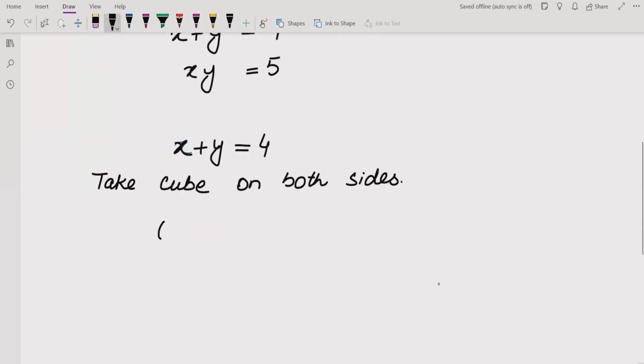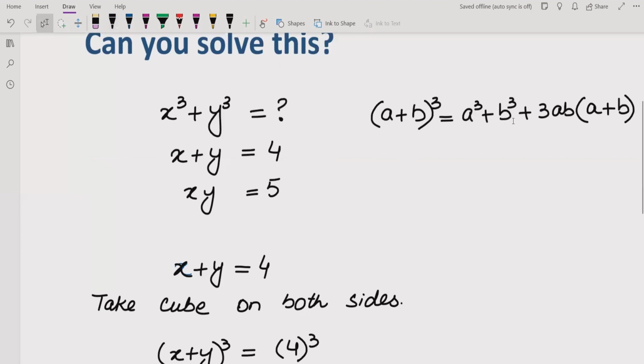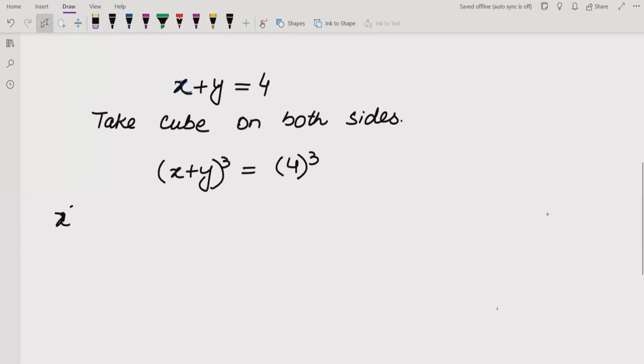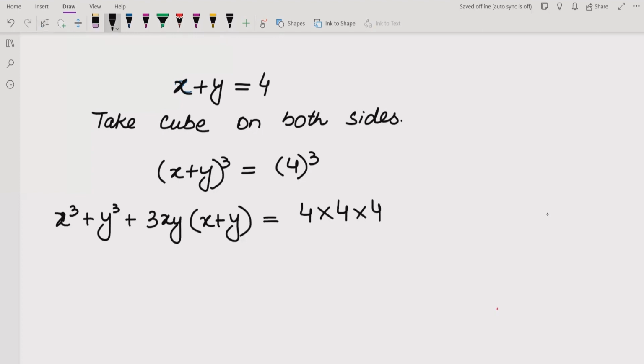So here we have x plus y cube and 4 raised to the power 3, right? Now on the left side we write the same formula, which is a plus b cube equals a cube plus b cube plus 3ab multiplied by a plus b. So we can write x cube plus y cube plus 3xy and x plus y, and the right side is 4 cubed, which means 4 multiplied by 4 multiplied by 4.